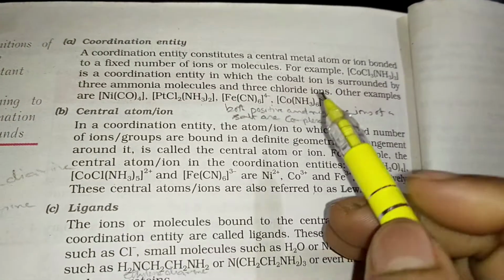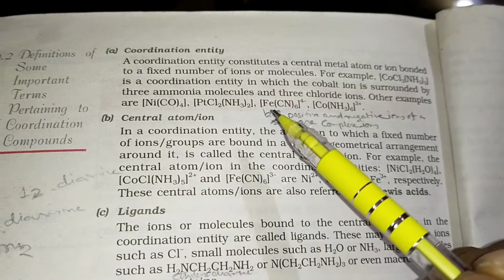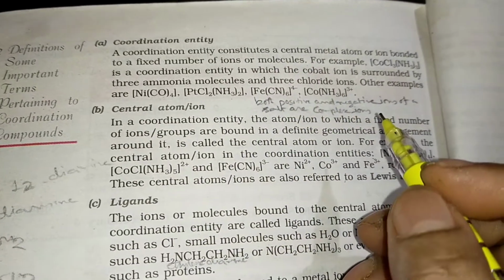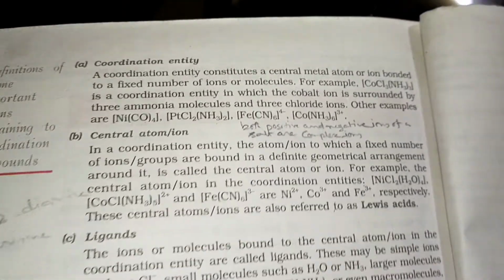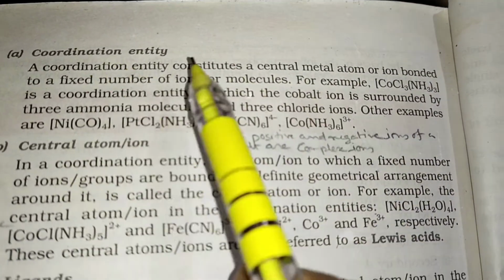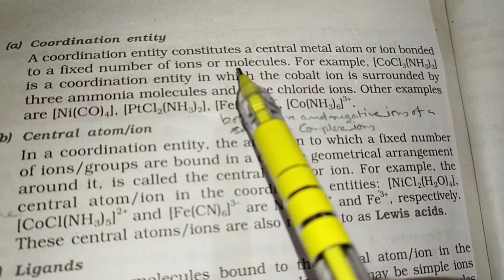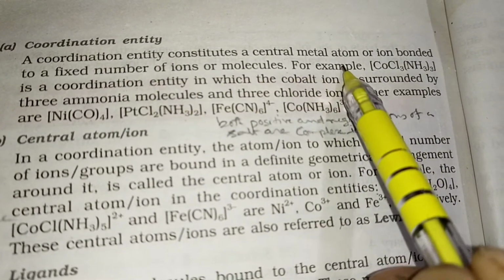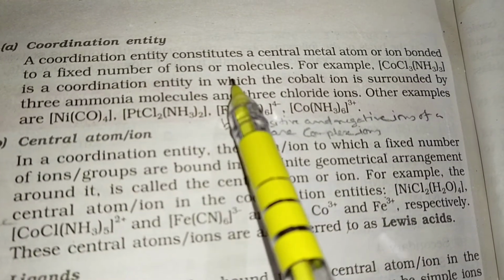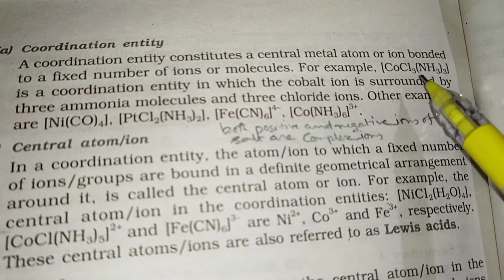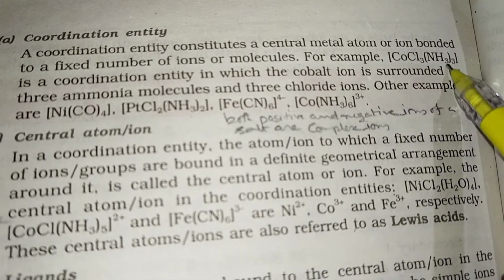Students, today we'll discuss the coordination entity, central atom, and some important terms in coordination compounds. First we are discussing the coordination entity. A coordination entity constitutes a central metal atom or ion bonded to a fixed number of ions or molecules. One example is given to us, CoCl3·3NH3.